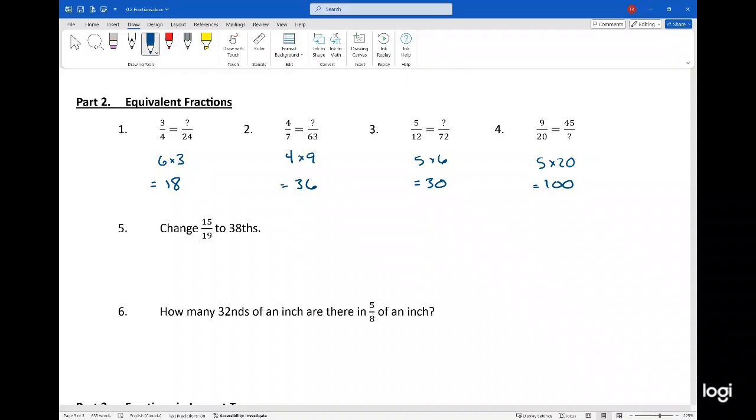Incidentally, this method can be used to find out percentages. So for instance, this one changed 9/20 to 45 out of 100. Well, out of 100 literally means percent, so this would be 45%, 9 out of 20.